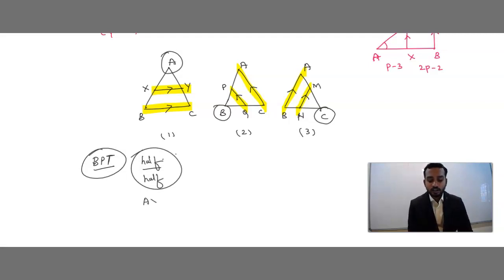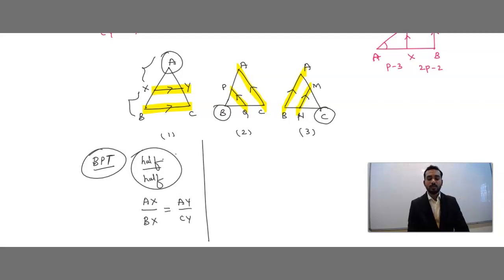That is AX, AX means half. Similarly, BX is half. So AX by BX, half by half. Whatever you apply on the left side, the same thing you should apply on the right side. AX by BX is equal to AY by CY. So this is BPT. Can we apply BPT for this formula, for figure 2?